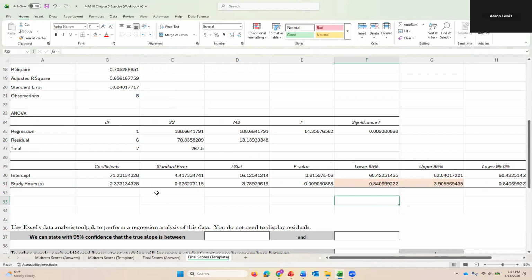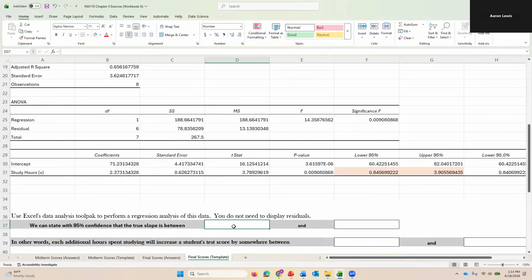Yes, we came up with a specific figure for a slope, about 2.37 points, but it was only based upon 8 students. If we had information about 80,000 students and we had a better set of data to work with, we would estimate in this case with 95% confidence that the actual slope we would have is 0.84 to 3.9. And that's exactly what I'm going to put down here. You can state with 95% confidence that the true slope is between 0.84 and 3.91 after we round up.